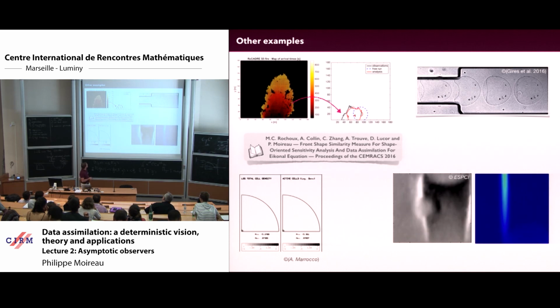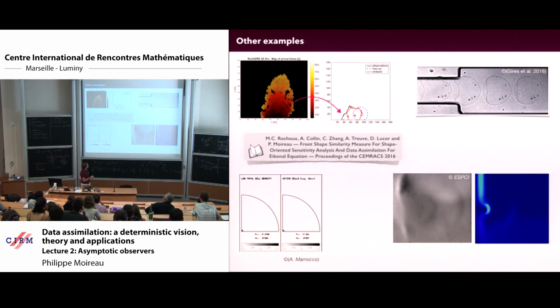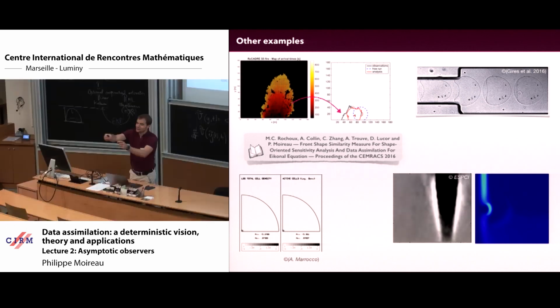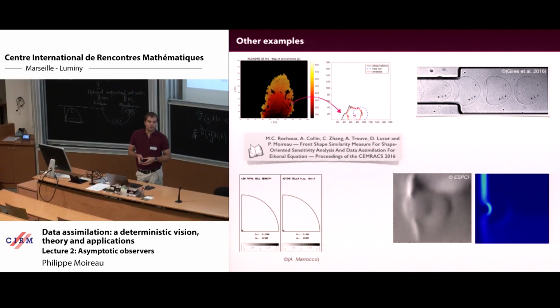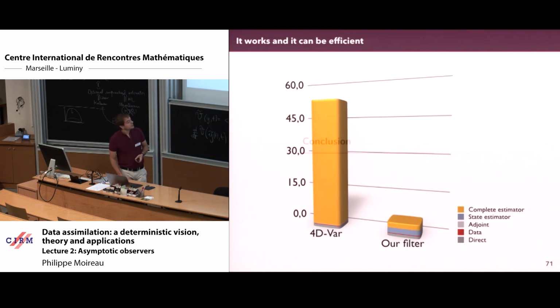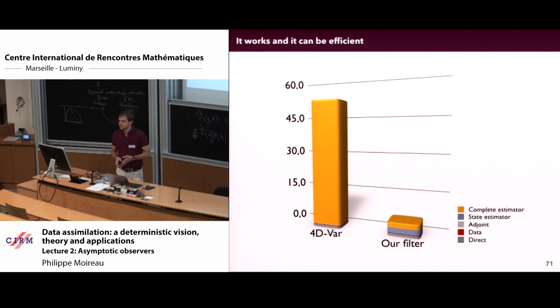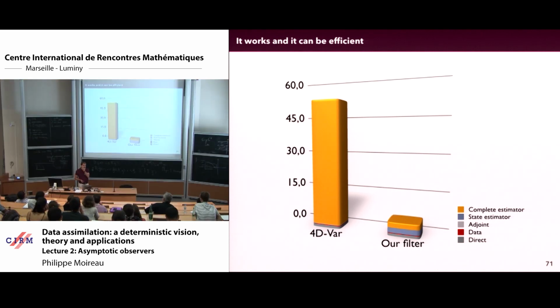And basically, our idea is maybe to develop the same type of approach to follow, for example, blood cells, or to follow a chemotaxis phenomenon, where you try to follow the form of the chemotaxis. Okay, conclusion. It works. So you can do observers to do estimation.